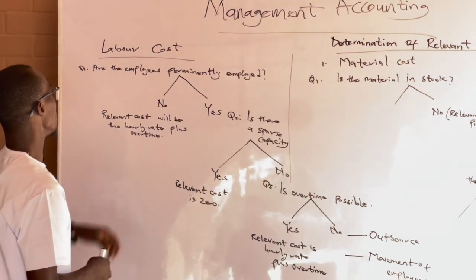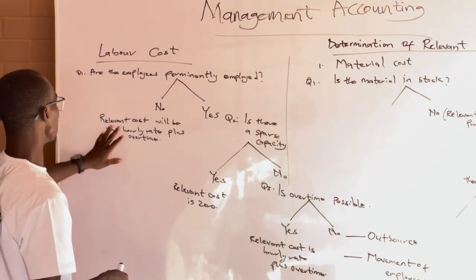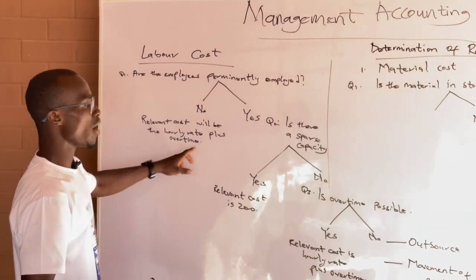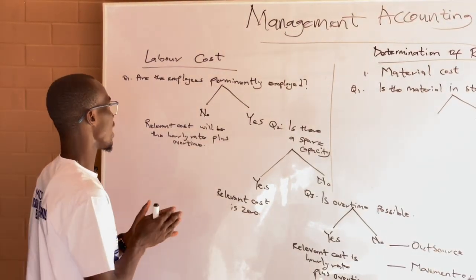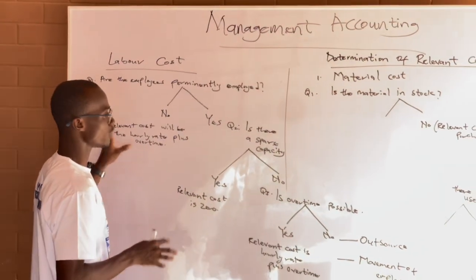The moment you say no, they are not permanently employed. Therefore, the relevant cost will be the hourly rate plus any overtime premium that you give to them as their salary. Then that's what you give to them.